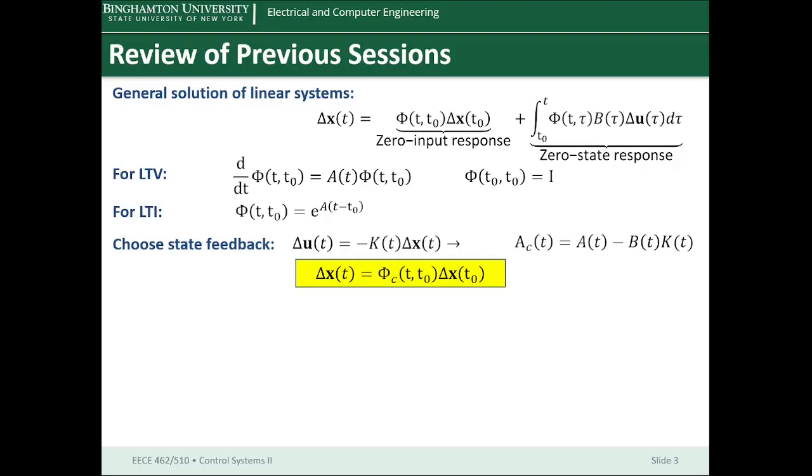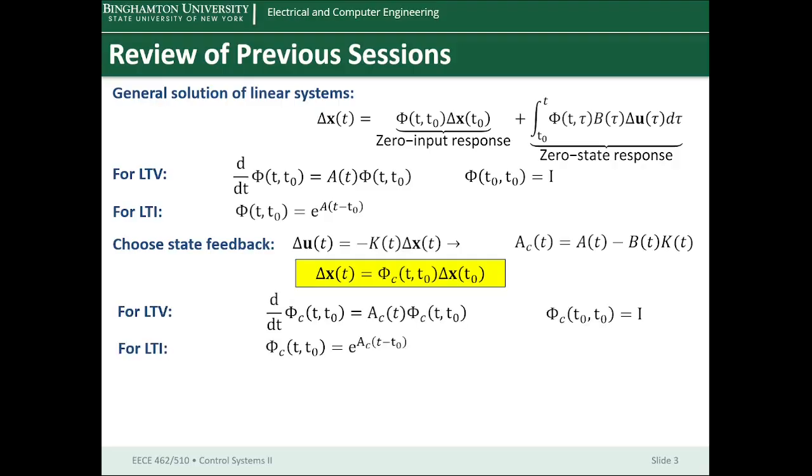When we substitute this feedback into the linear perturbation system, we transform it into the homogeneous linear system, whose solution is simply the zero input response, with the new augmented matrix A of C. The corresponding state transition matrix phi again comes from an ODE if the system is time varying, and reduces to the matrix exponential if the system is time invariant.